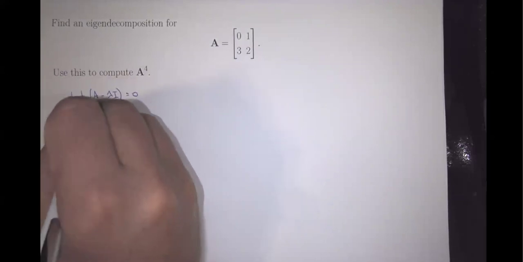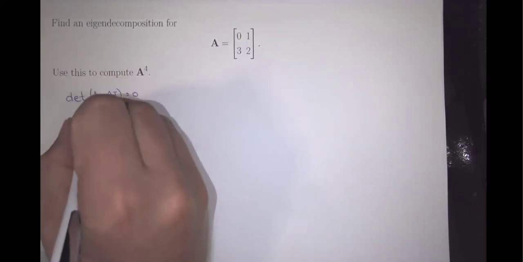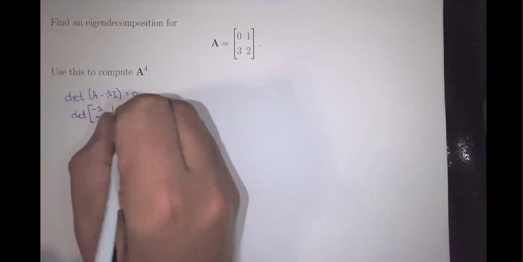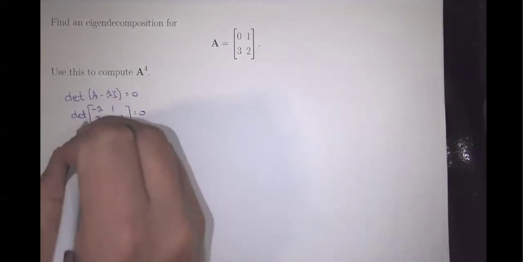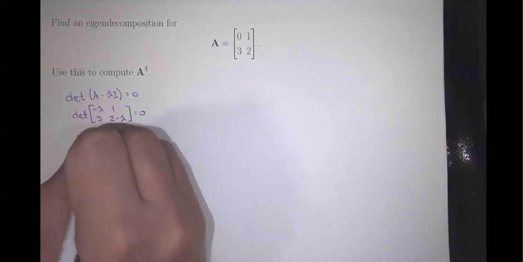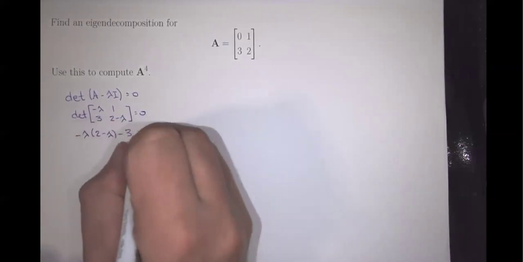In this example, we're going to find an eigendecomposition for matrix A. First thing we need to do is find the eigenvectors. So, in order to find the eigenvalues, we look at the determinant of A minus lambda I. And so we're looking for the determinant of negative lambda, 1, 3, and 2 minus lambda. That determinant has to be 0. So we have negative lambda times 2 minus lambda minus 3 is equal to 0.